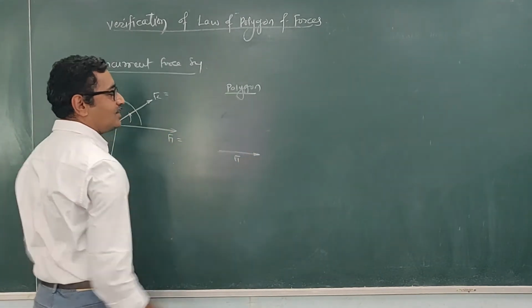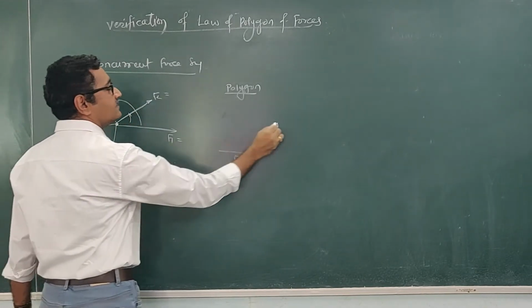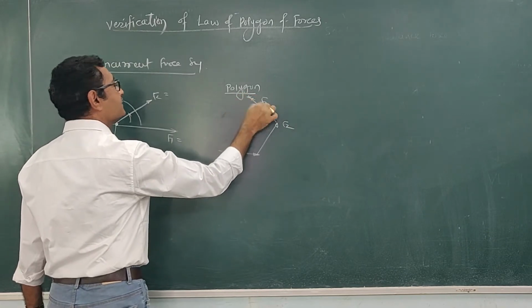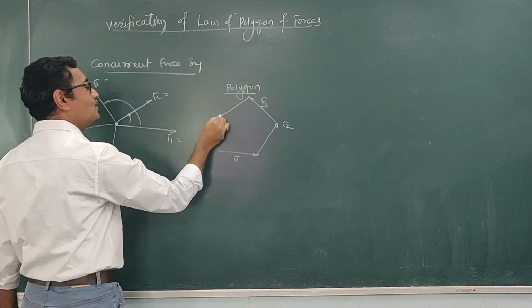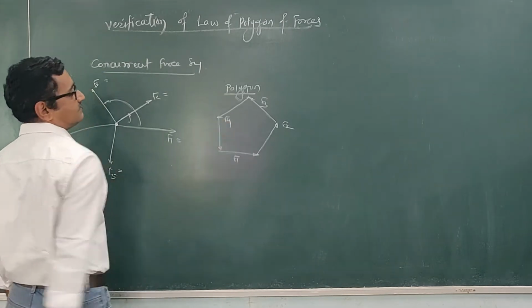Draw the line parallel to the line of action of the first force. Then draw the line parallel to the line of action of the second force. Then draw the line parallel to the line of action of the third force. Draw the line parallel to the line of action of the fourth force, and draw the line parallel to the line of action of the fifth force.